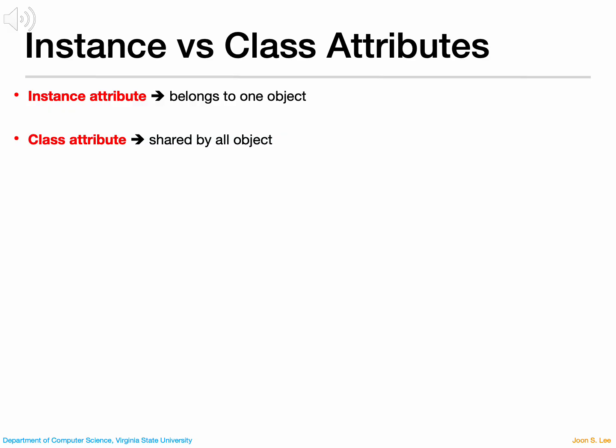That means a class attribute is shared by all objects created from that class. Every object can access it, and if it changes, the change is visible to all objects. This difference is extremely important because using the wrong type of attribute can lead to subtle bugs. A good rule of thumb is this: if the data describes an individual object, it should be an instance attribute. If the data describes something common to all objects, it should be a class attribute.